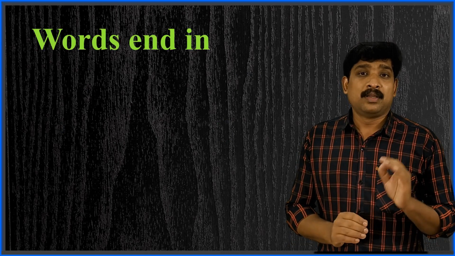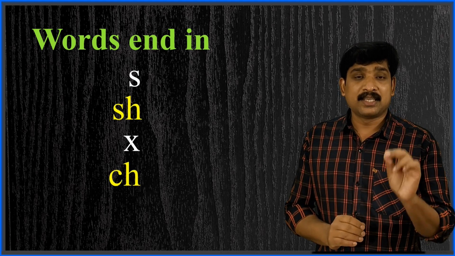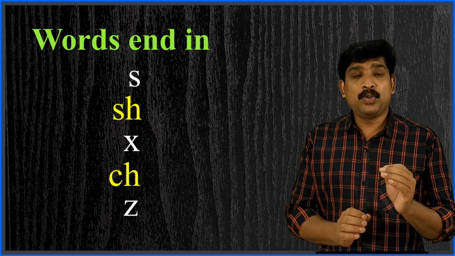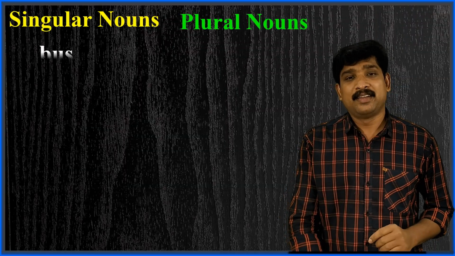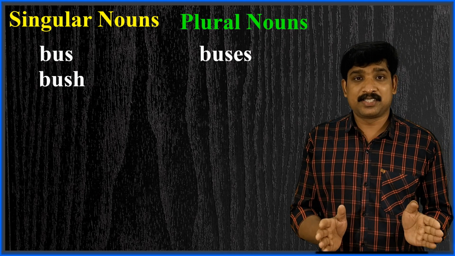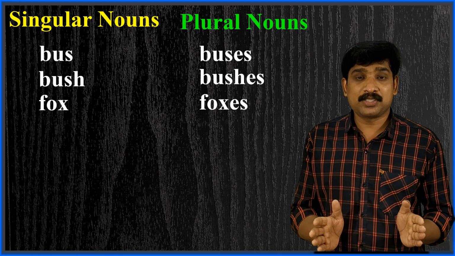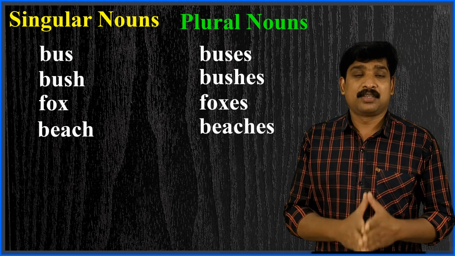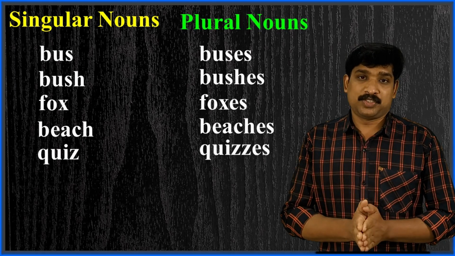Let us talk about words that end in S, SH, X, CH or Z. Now, to make the plural form of these nouns, you will add ES. Now let us review some words together. Bus becomes buses. Bush becomes bushes. Fox becomes foxes. Beach becomes beaches. Quiz becomes quizzes. Let us move on to the other rules.